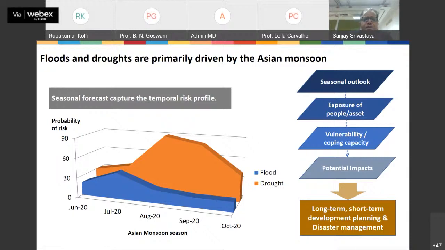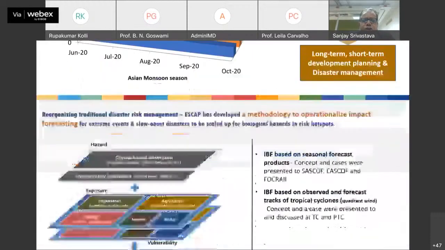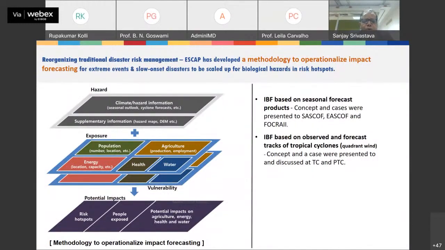So what happens is, if you convert this seasonal forecast, the time domain, to the impact forecast, so overlay seasonal forecast to the exposure of the economy, people, the vulnerable context, you can simulate what could be the impact of monsoon this year in Asia and Pacific. So my next slide is going to tell you the impact story.